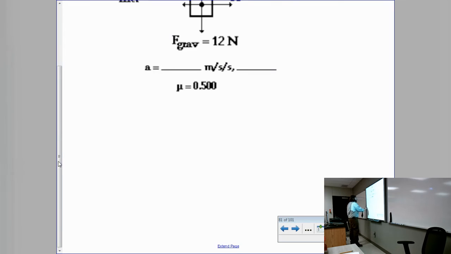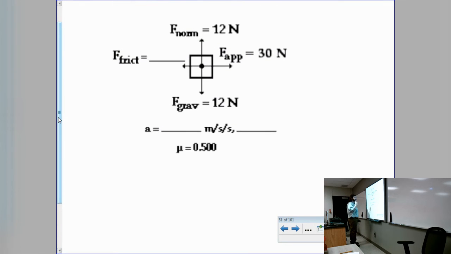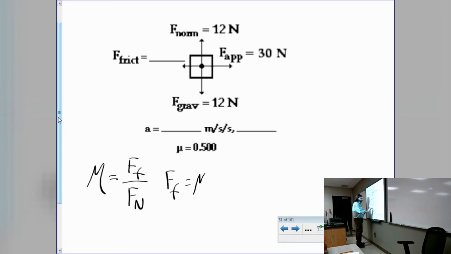Okay, well, the only way we can solve this is by solving for the friction force first. Can't solve for the acceleration until we have a net force, and to have a net force, we have to have that friction force. So if we remember, the coefficient of friction is equal to the friction force over the normal force. Well, if we have our normal force and we have our coefficient of friction, we can rearrange it so that friction force equals our coefficient of friction times our normal force, and plug our numbers in and solve for that friction force.